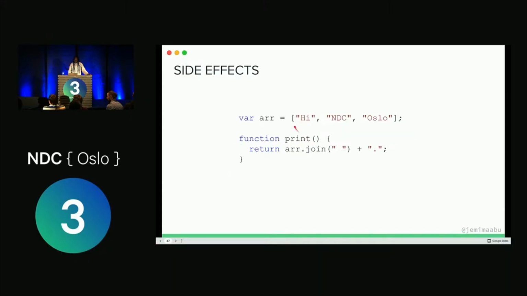We also have our array, which says hi NDC Oslo, and then we return a printed array. The problem with this one, once again, is that it's mutating a global variable. Join does mutate global variables, and this is something you're trying to avoid. You want to avoid mutating global variables just because, it's bad.